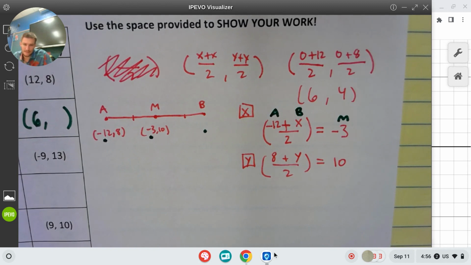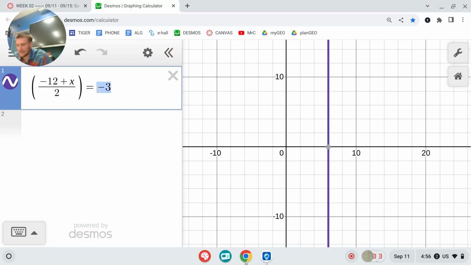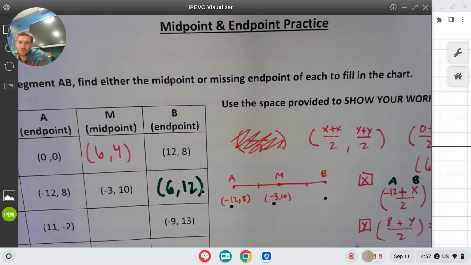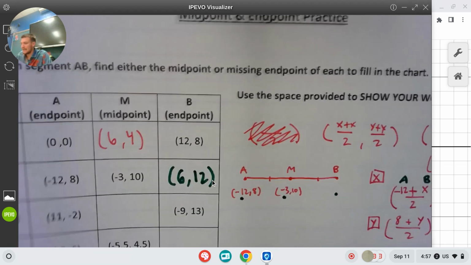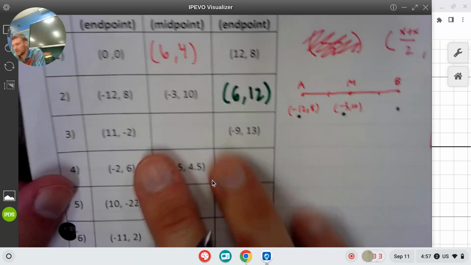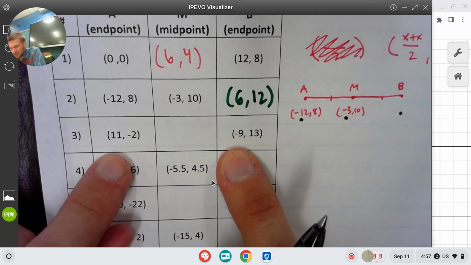I'm going to go back to Desmos. I'm going to type this in. 10, 8, and the middle, sorry, the end, second time in a row, the endpoint is 12. All right. So there we go. 6, 12 is where B is. I'm going to pump through 2 of these really fast, and then I'm done, and the rest is all on you. 3 should be the easiest one.